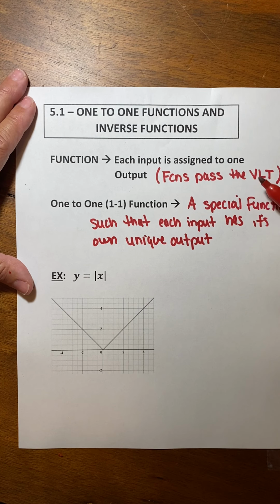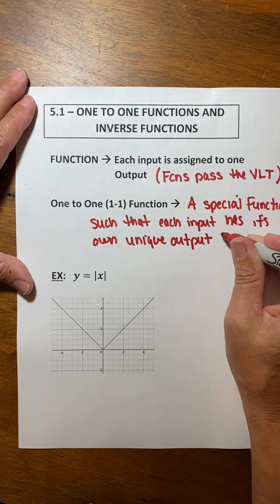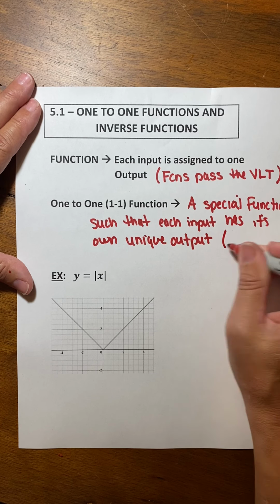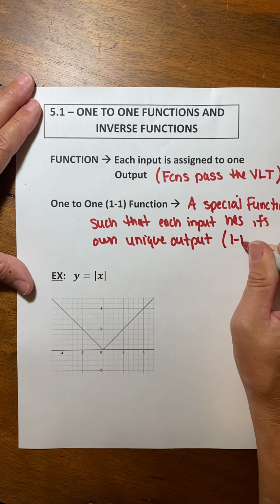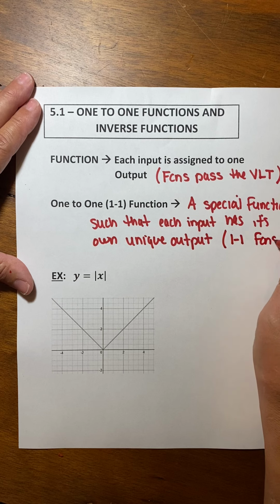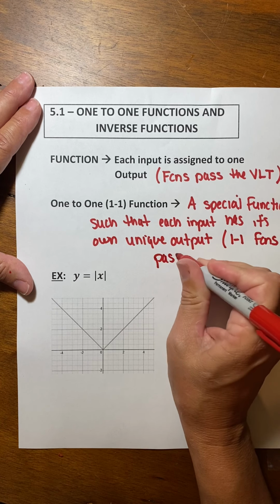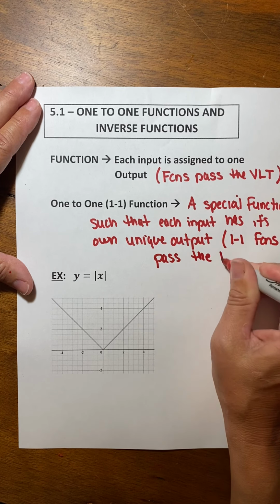Remember, with functions, outputs can repeat. With one-to-one functions, those are special functions where outputs don't repeat. How can we tell if a function is one-to-one? Well, graphically, one-to-one functions pass the horizontal line test.